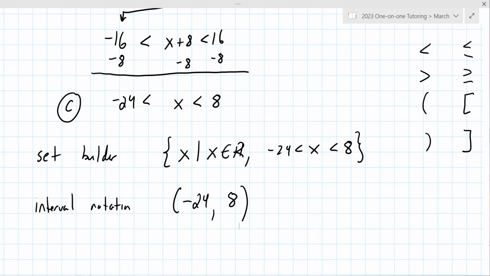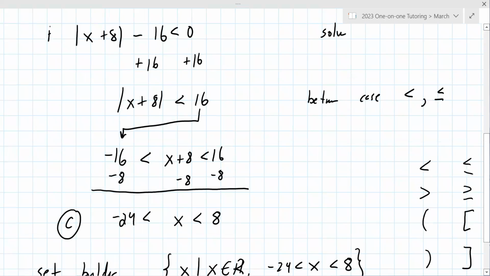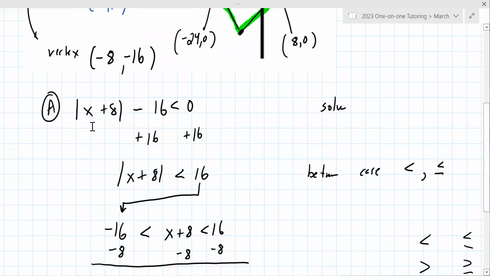I'm sorry, I did this really out of order. The whole solving it is part A. And then we did the graph first. I'll do that in order next time.